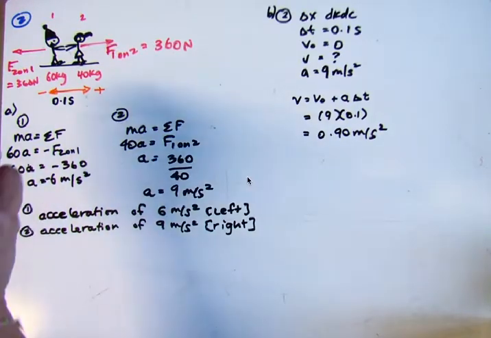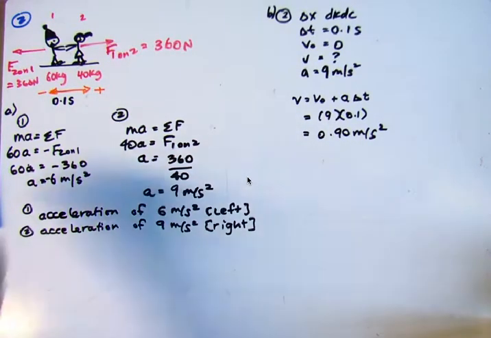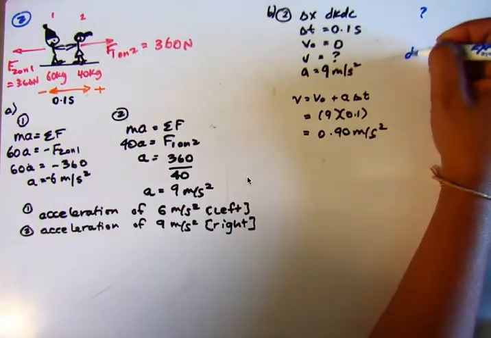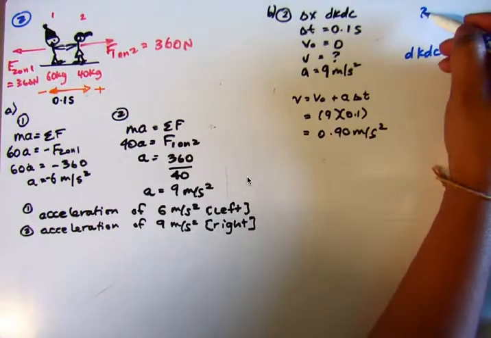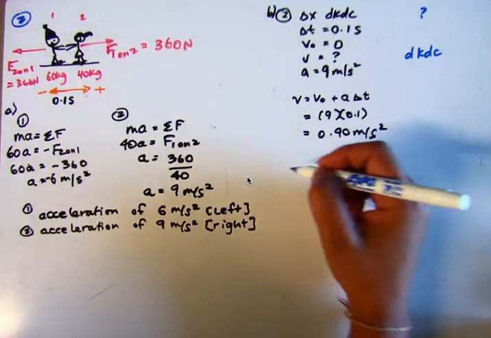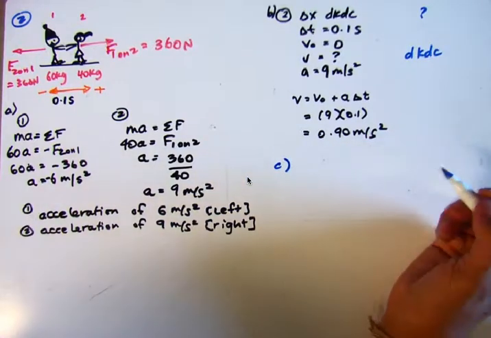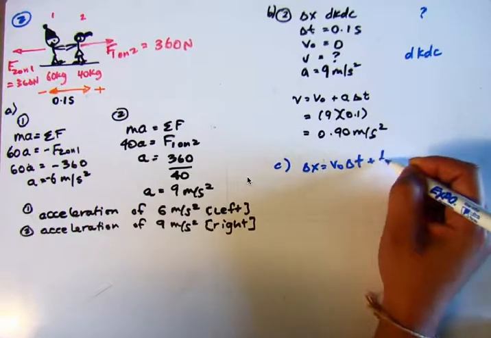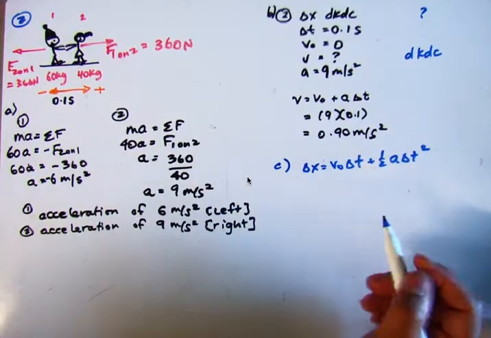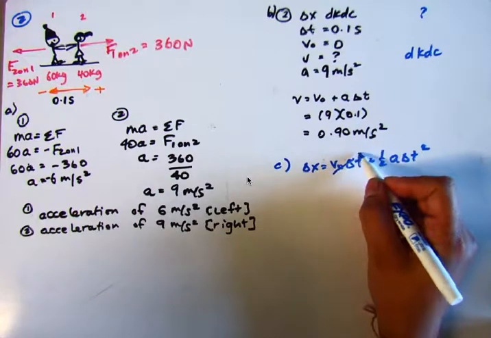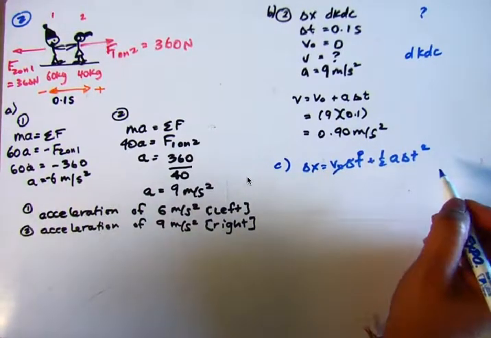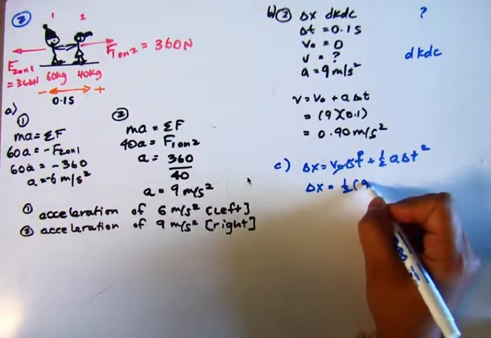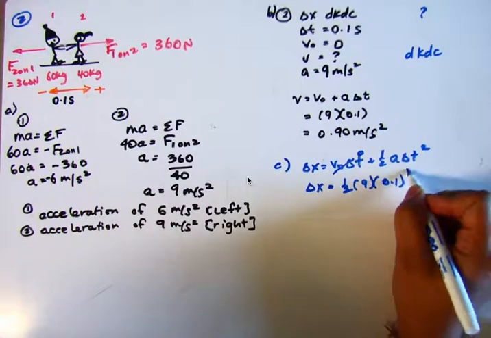In the next problem, instead of writing everything all over again, I'll just make this my question mark and this my don't know, don't care. And so I use the equation without v. So for part C, delta x equals v naught delta t plus 1/2 a t squared. This is still 0. And what we're asked to find is delta x. So we're just going to solve this. Delta x equals 1/2 of 9 times 0.1 squared.